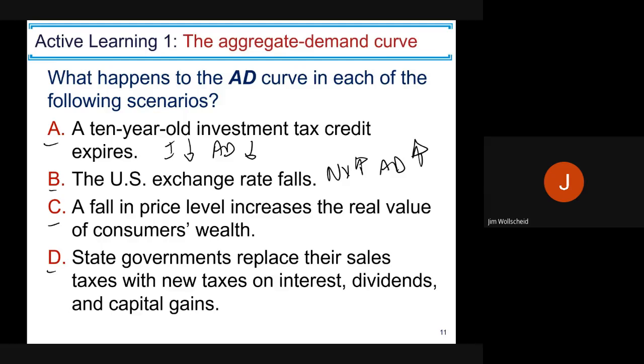A fall in the price level increases the real value. State governments replace their sales tax with new taxes on interest. So if I stop taxing consumption, people are going to consume more, aggregate demand increases.